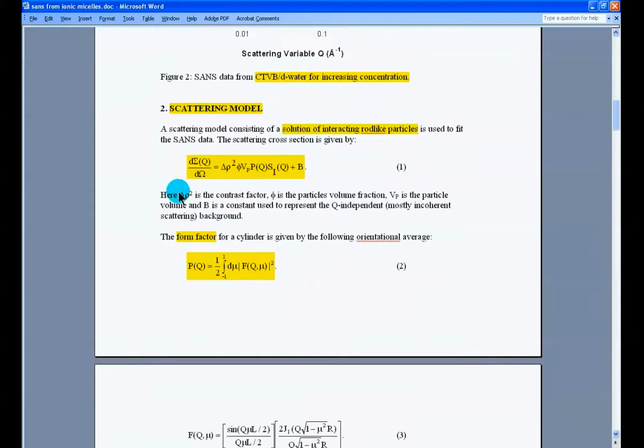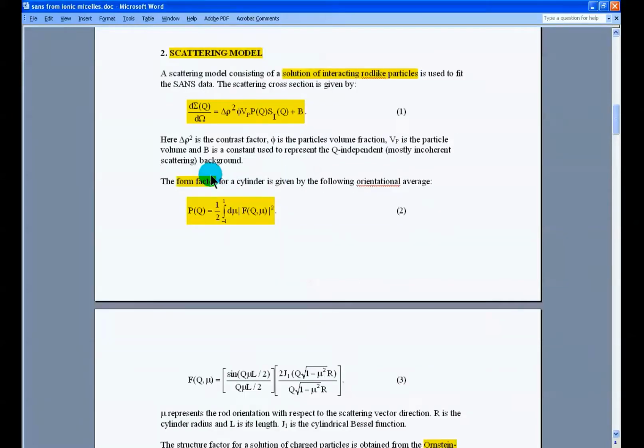The scattering model, this is the scattering cross-section, is proportional to the contrast factor, the rod volume fraction, the rod or particle volume, that's the single rod form factor, and this is the inter-rod structure factor. We added a Q-independent constant for background, the incoherent background.